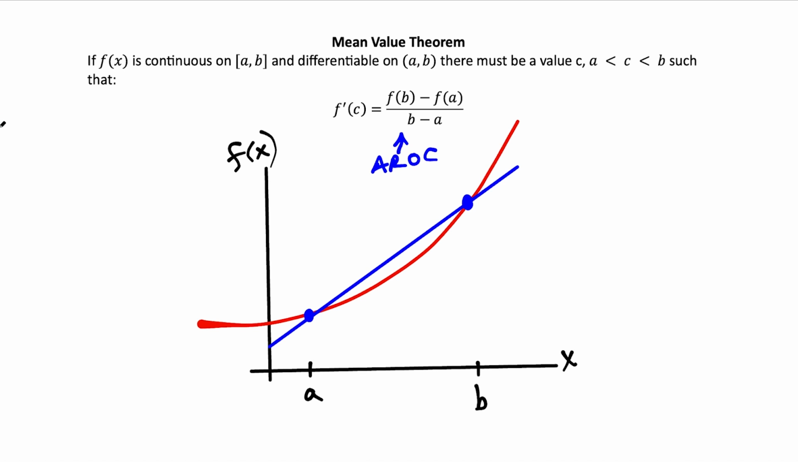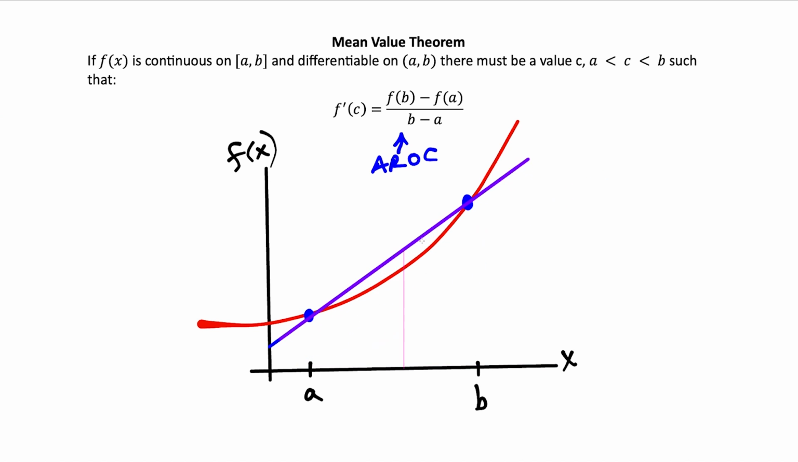So what the theorem is saying is that as long as our function is continuous on the closed interval and differentiable on the open interval, which just means that this red curve is not only connected, but smooth with no sharp turns, then at some point you're going to have a value c between a and b where the slope of the tangent line, the instantaneous rate of change, is going to equal the average rate of change.